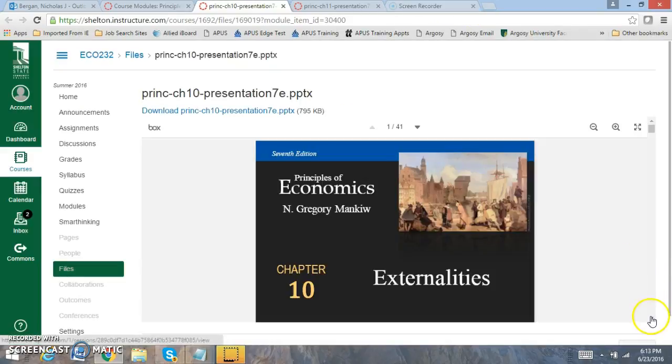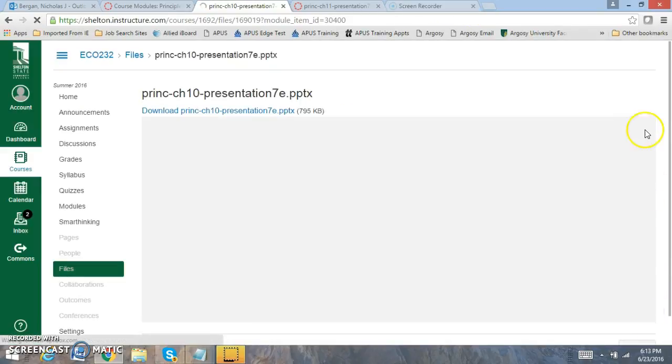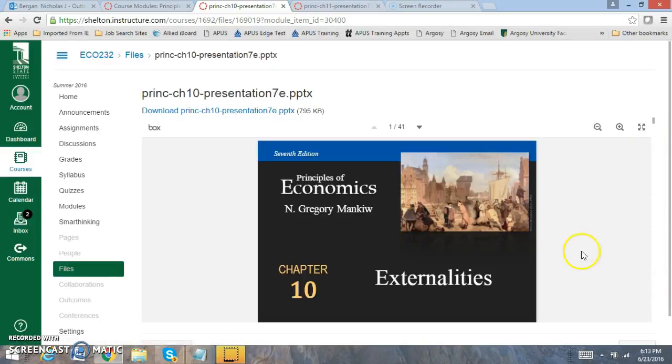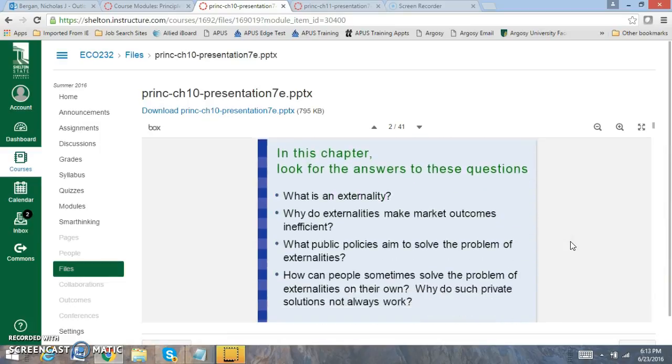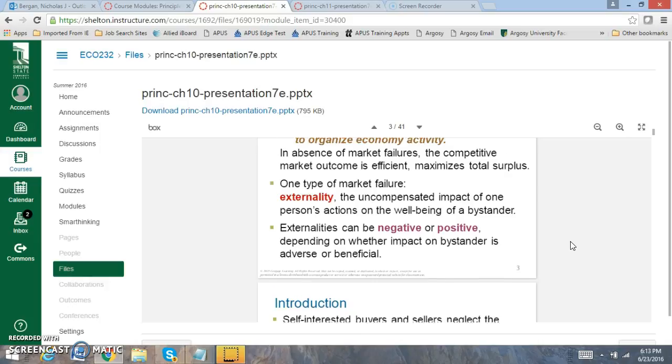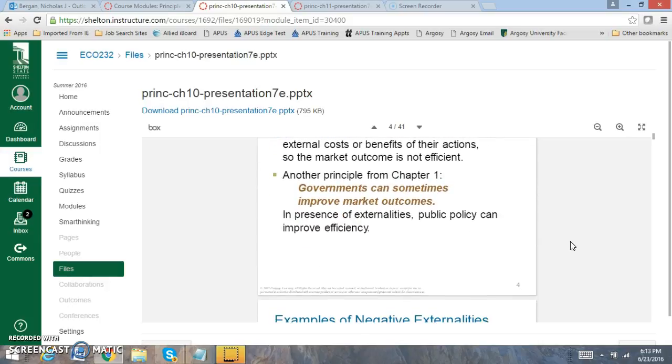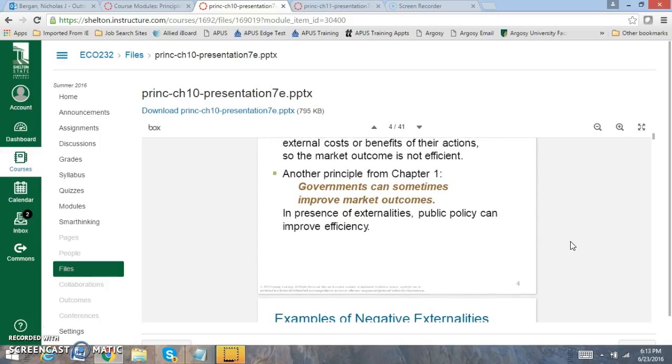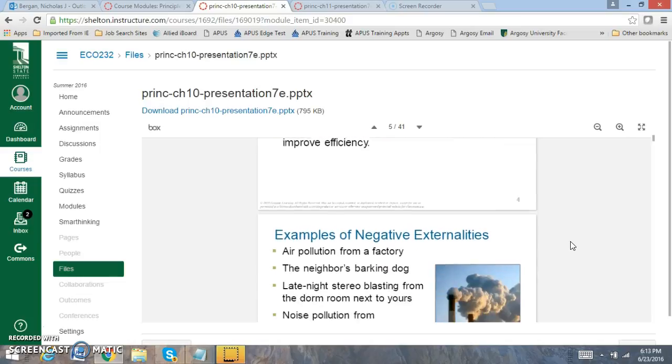For Chapter 10, we're going to look at externalities. Now, externalities are a cost or benefit to a third party. So when we look at an externality, it's going to have actions that affect bystanders, bystanders that are not directly affected by the action that's been taken. You'll notice that governments can sometimes improve market outcomes, and that's very important.